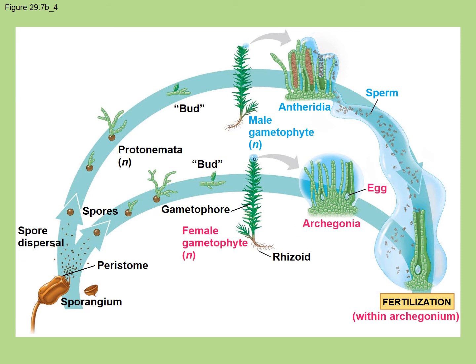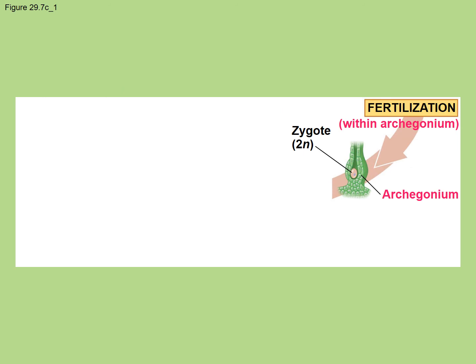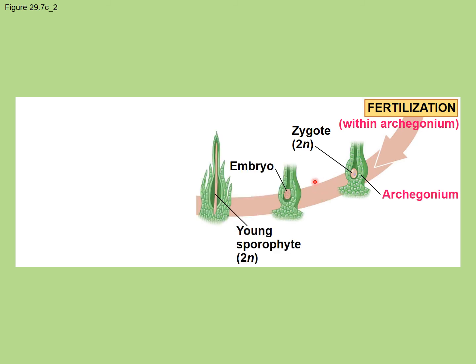Okay. After that, of course, after fertilization, a zygote develops. Again, this occurs in the archegonium, or the female gametophyte. So now we have a diploid egg, which undergoes mitosis to produce the sporophyte. So this zygote develops into an embryo, and the embryo develops into the sporophyte. And the sporophyte is going to emerge out of the gametophyte.